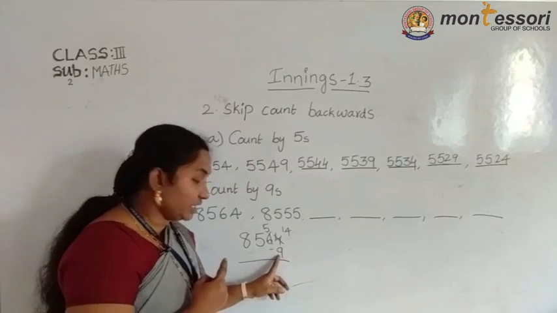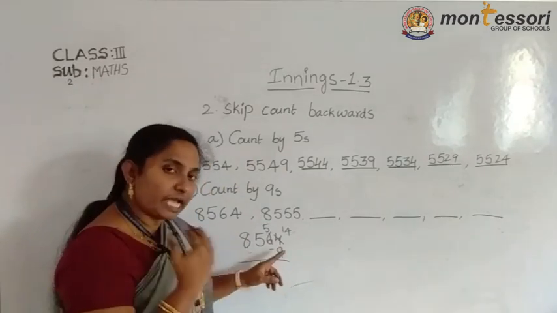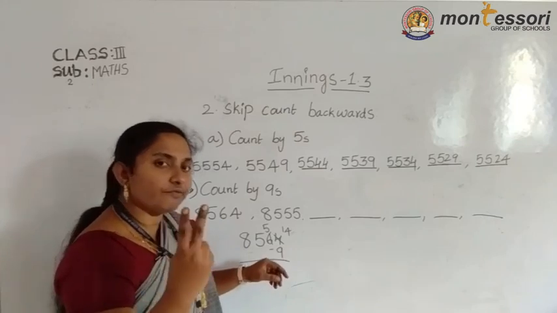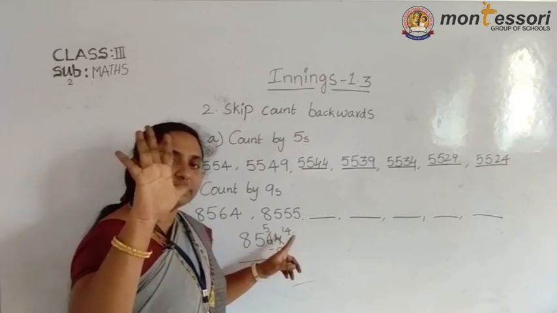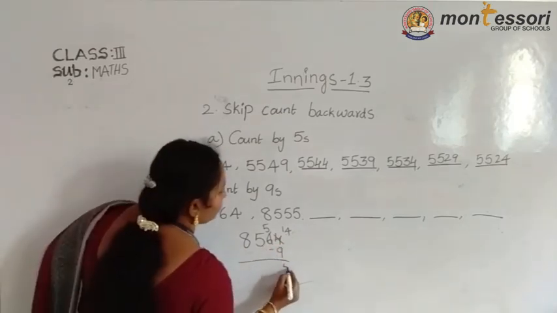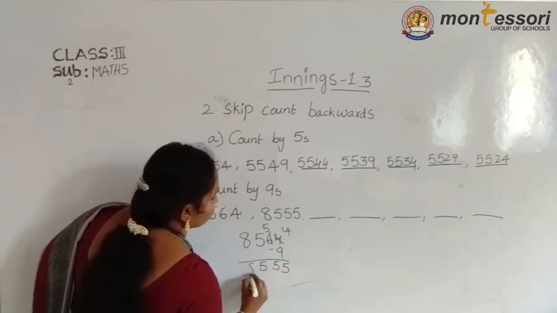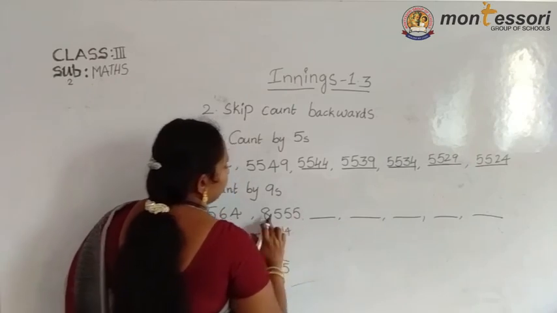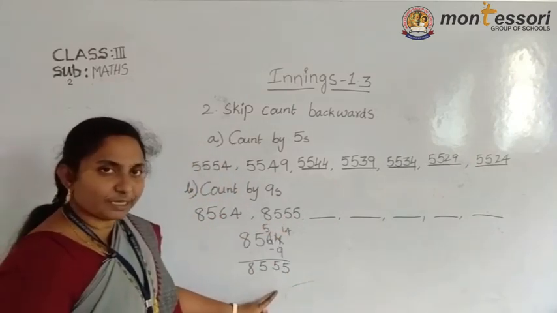Here, what is the number given here? 9. Now we are counting after the number, means after 9: 10, 11, 12, 13, 14, up to 14. What is the number? 5. Now I am writing here 5. And again here 5 and the remaining numbers as it is. Now I am writing here 8555. Already over, no? Same answer, no?